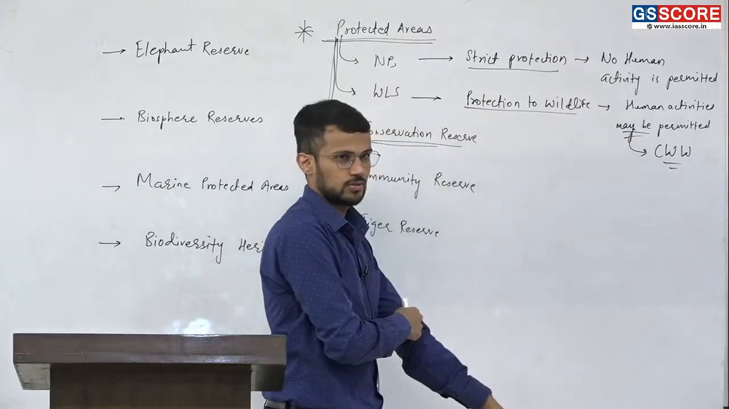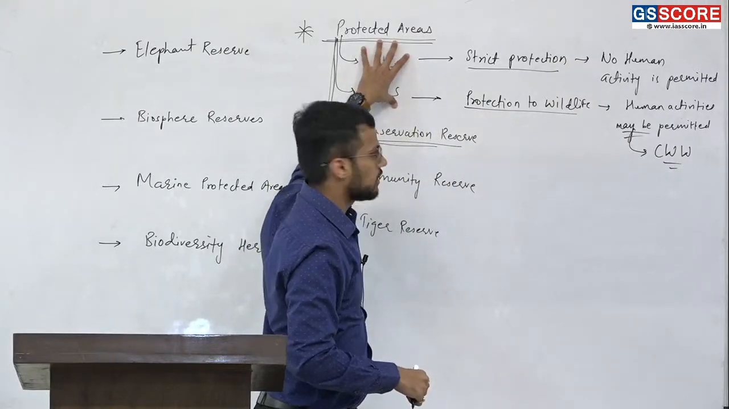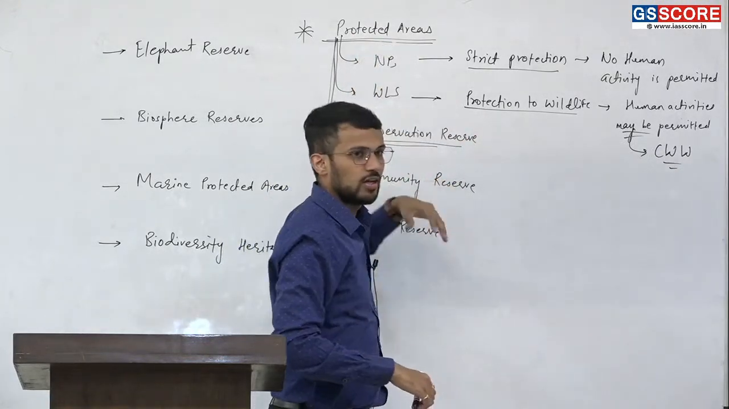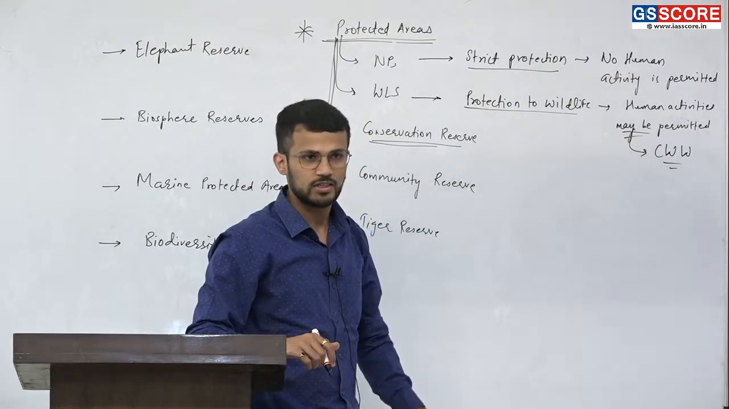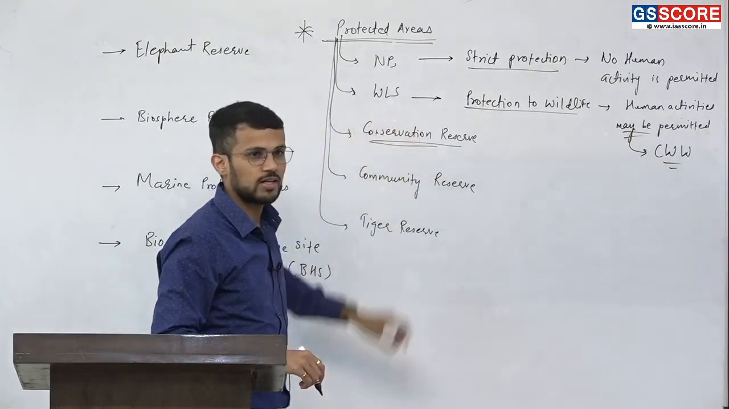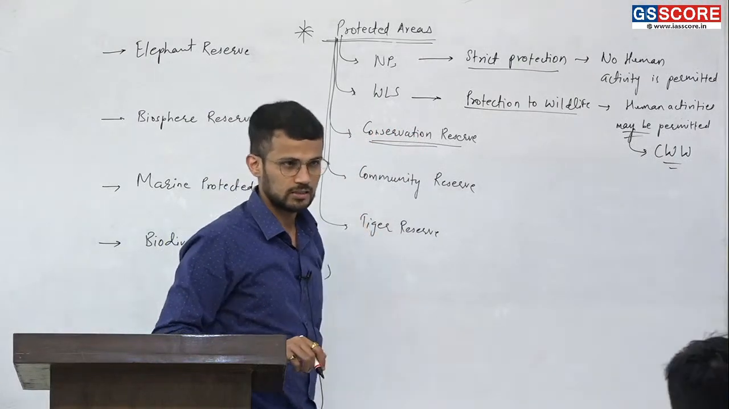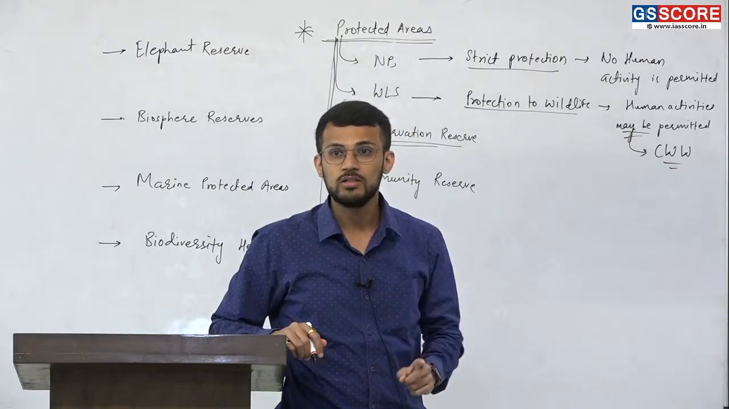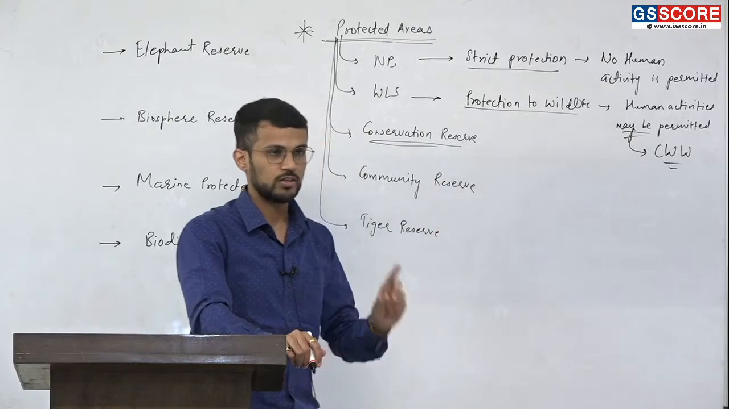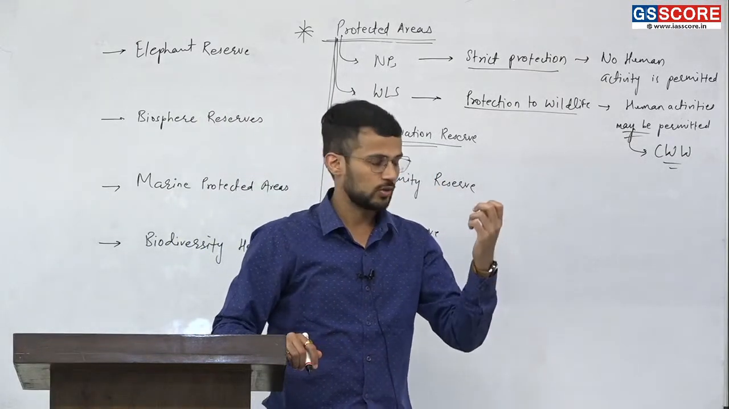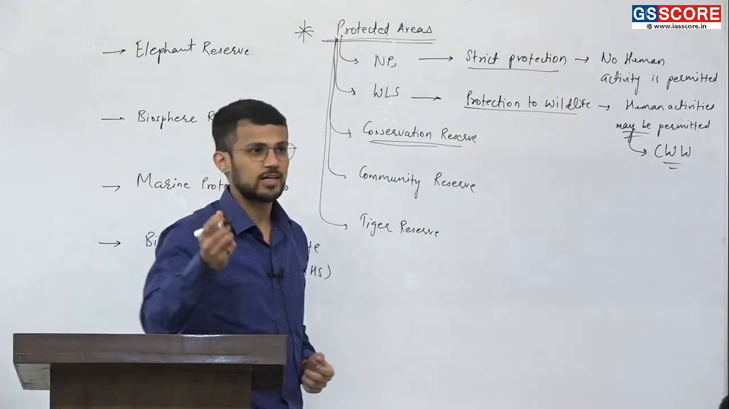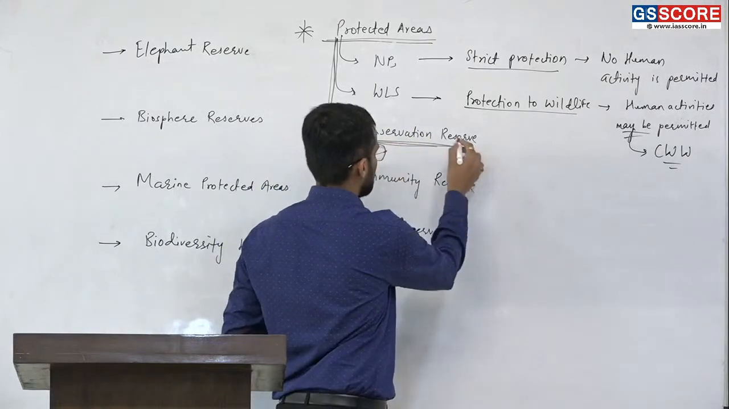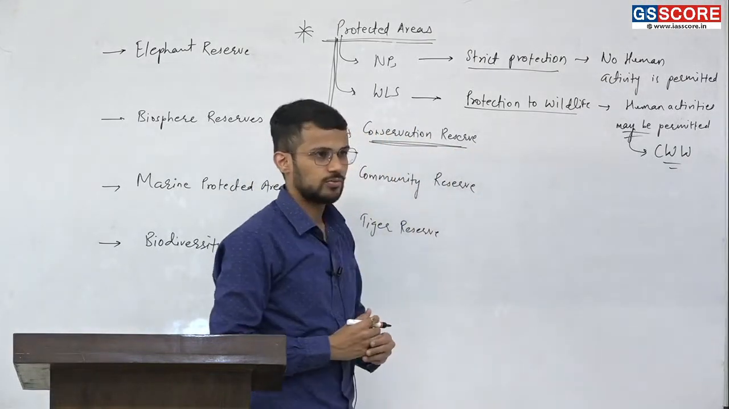Then conservation reserves. In the original Wildlife Protection Act, these were the two protected areas, national parks and wildlife sanctuaries. But later on, in order to recognize the role of community in conservation, conservation reserves and community reserves were added with the amendment to the Wildlife Protection Act in 2002. In 2006, NTCA was added, right, as a statutory organization. So what is a conservation reserve? How is it different from a community reserve?